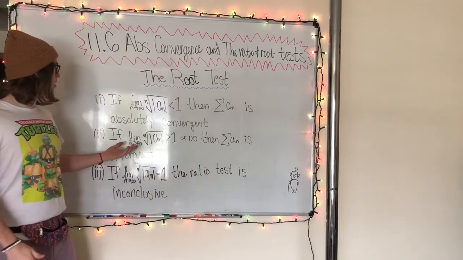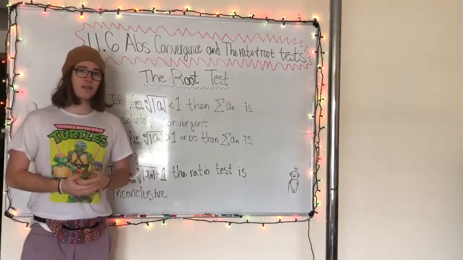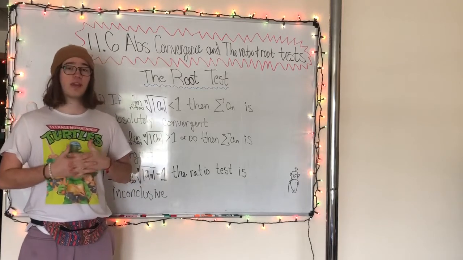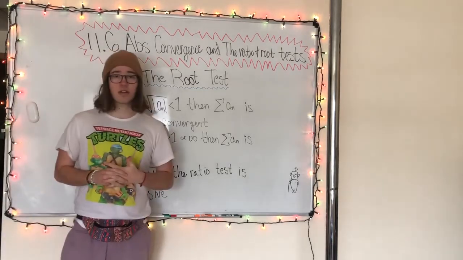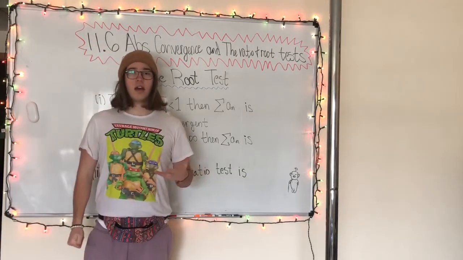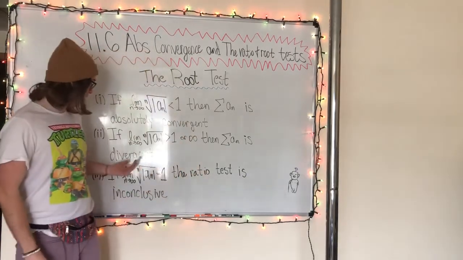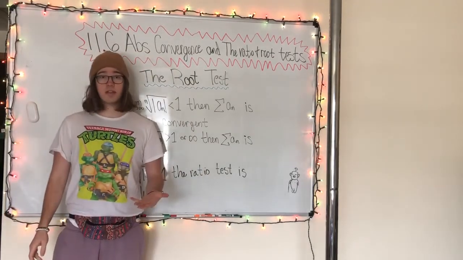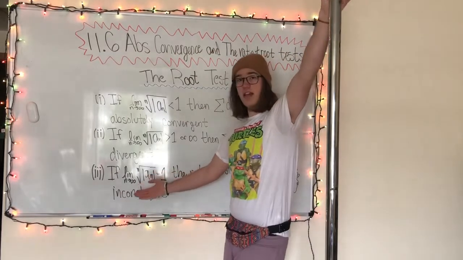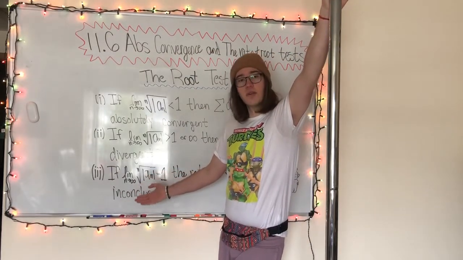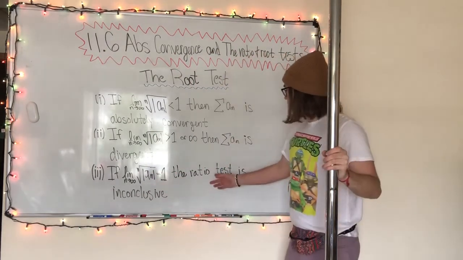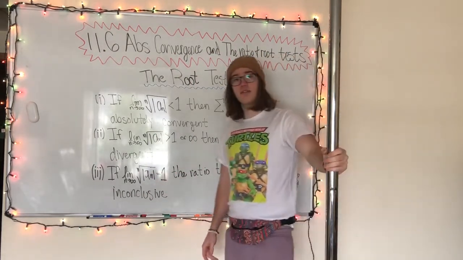And then if we do the same thing, the limit as n approaches infinity of the nth root of the absolute value of a sub n is greater than 1 or equal to infinity, then the sum of a sub n is divergent, basically the same as the ratio test. And our last one, if the limit of the nth root of the absolute value of a sub n equals 1, then the test is inconclusive.